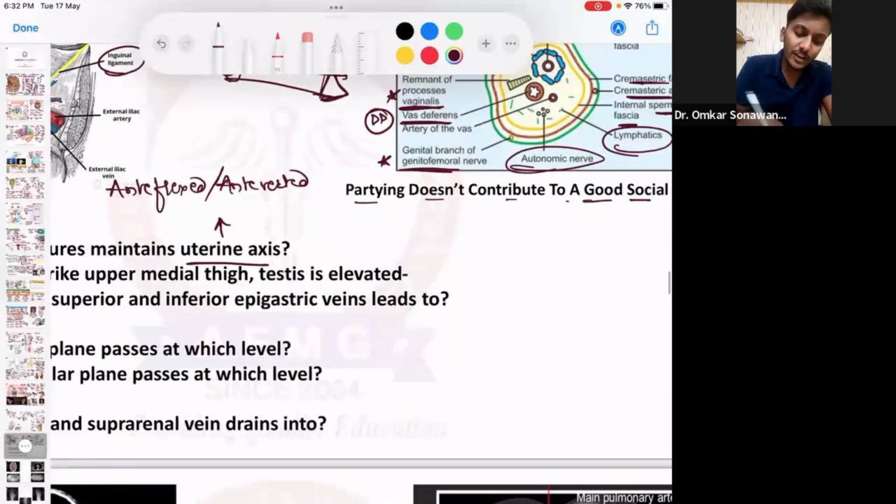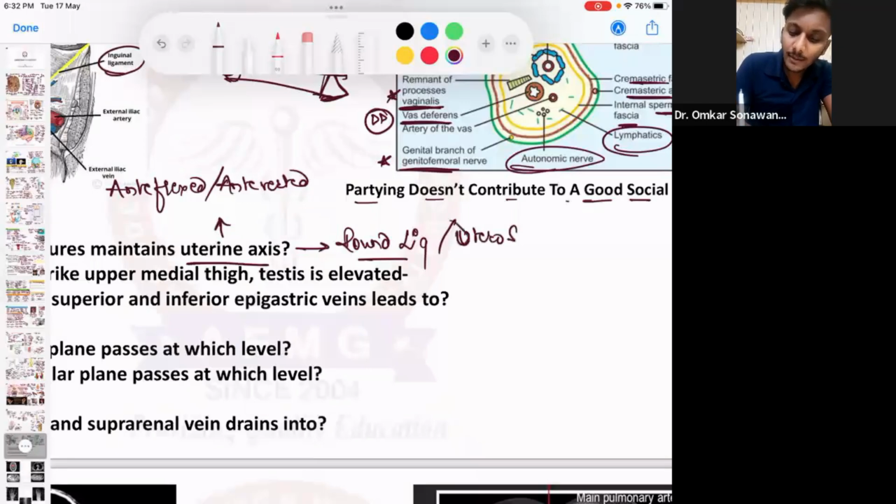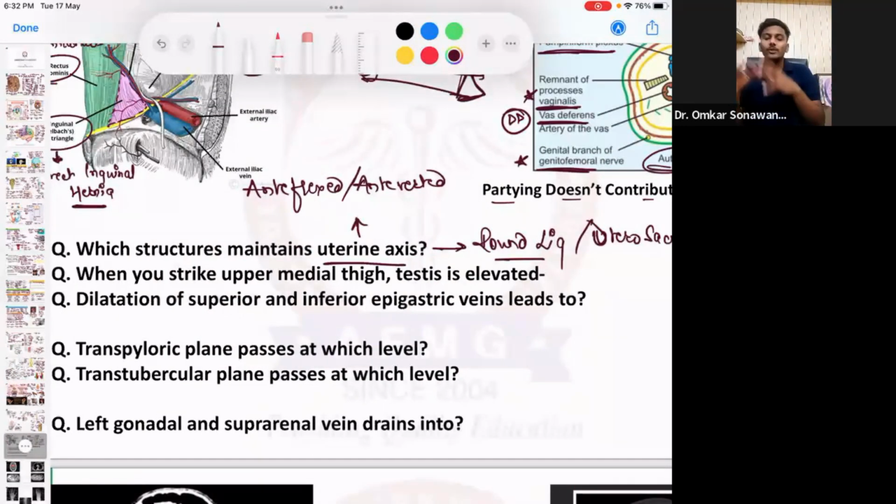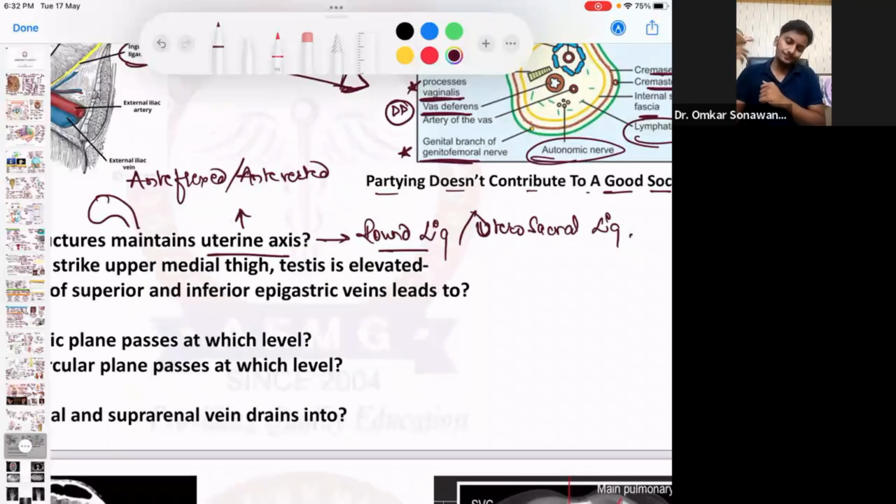This is maintained by which ligaments? Very good. This is maintained by the round ligament, and second is the uterosacral ligament. So the uterine axis is anteflexed and anteverted, maintained by the round ligament and the uterosacral ligament. But the most important support of the uterus is the transverse cervical ligament, also known as the cardinal ligament, also known as Mackenrodt's ligament.